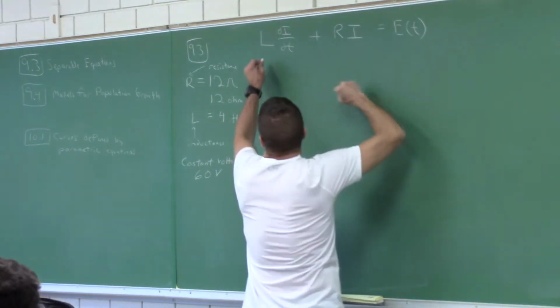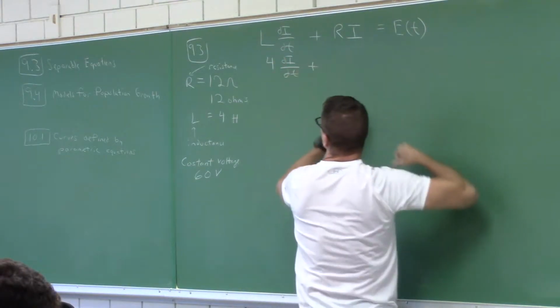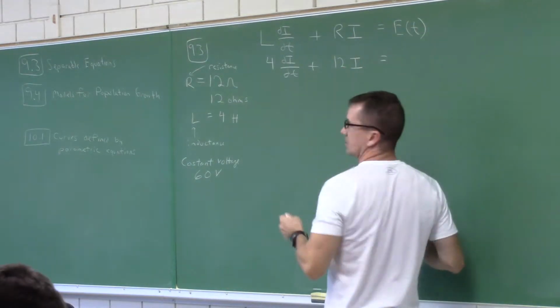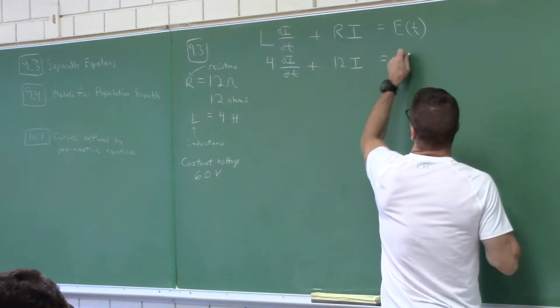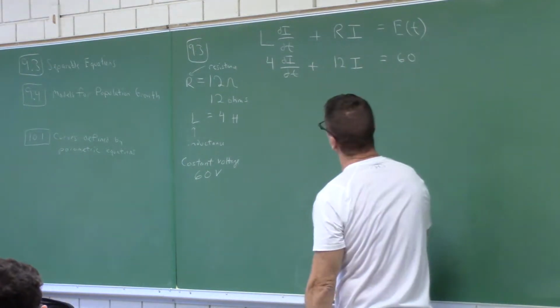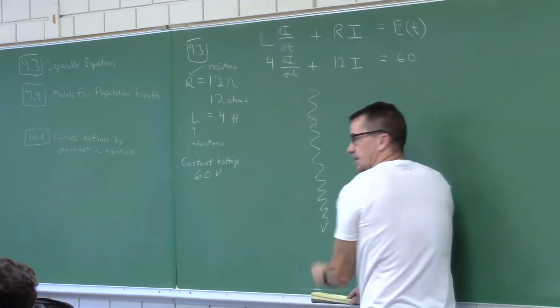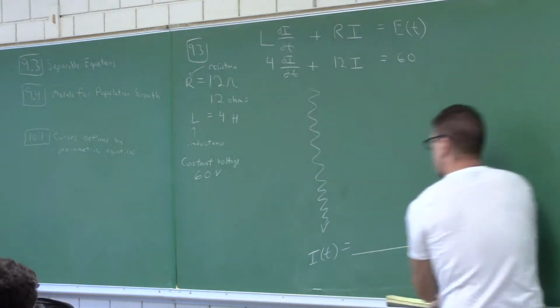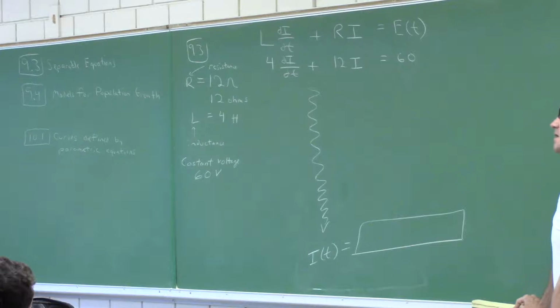All right, that's 4 di dt. Here's our differential equation. R is 12. You notice we don't have I, di dt, we've got an I, and this is the 60. But what you and I are going to do is keep going through separable equations, and we're going to get I of t equals, right? We're going to find a solution that models the current in that electric circuit.